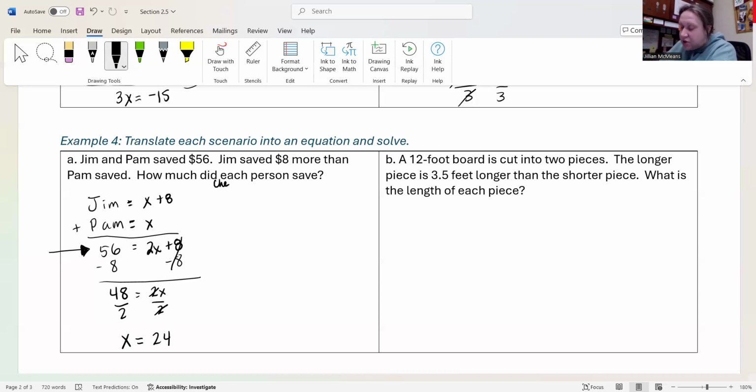So now I like to just check everything. Well, I know that x was how much Pam saved, which we now know x is $24. We also know that Jim saved x, which is 24, but 8 more than that. So he saved 24 plus $8, which means he saved what, $32?